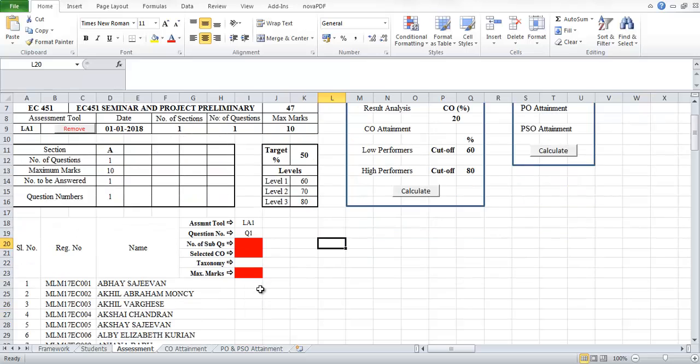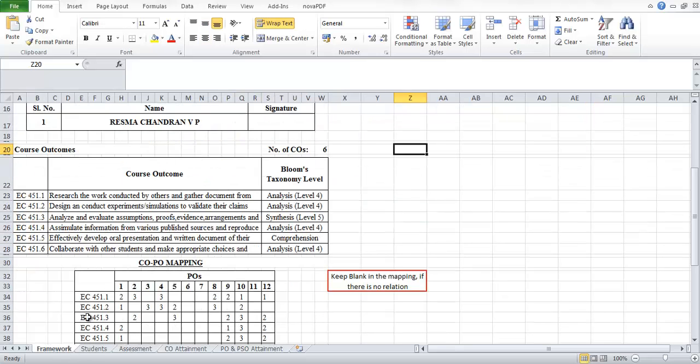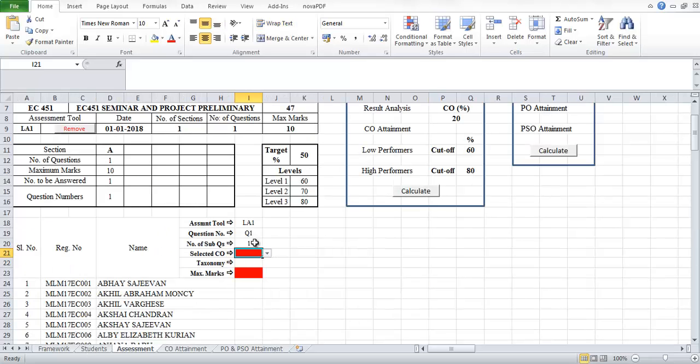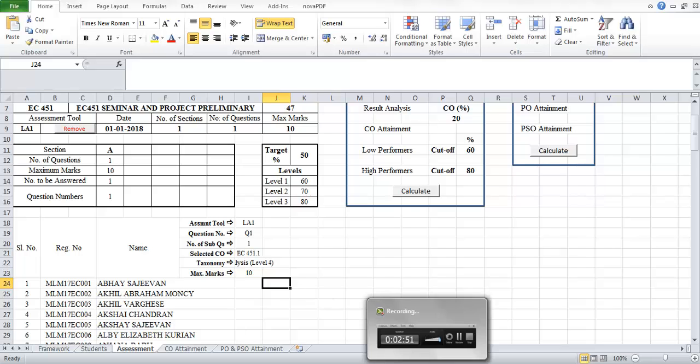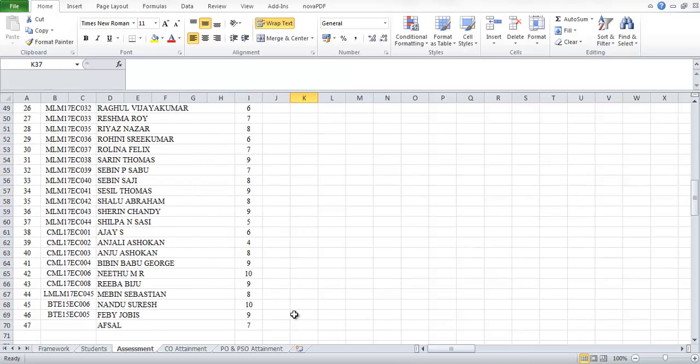Now I will have to first enter the number of sub questions. There is only one sub question. The selected CO based on our framework, the first CO was for analysis level 4, so I will select the first CO having a taxonomy of 4, maximum mark is 10. Now I will enter the marks for the first one. So as you can see, I have entered the marks.